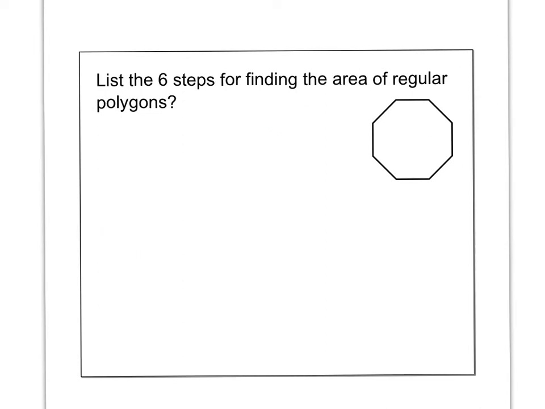All right, go ahead and pause the video and try to list the 6 steps for finding the area of a regular polygon. That's like a pentagon, hexagon, heptagon, octagon. Remember, regular means all the sides are the same length and all the angles are the same size. So pause the video and try to write down the 6 steps.